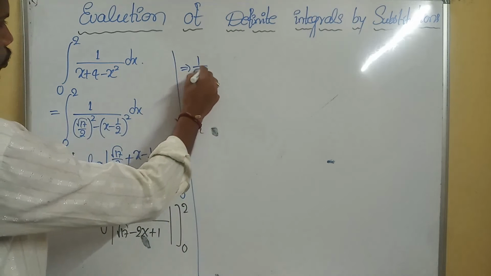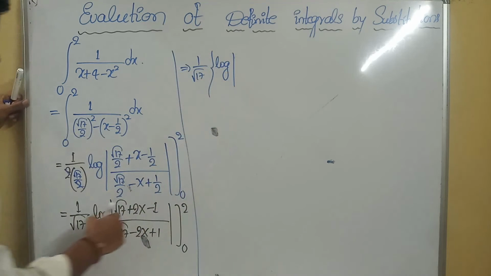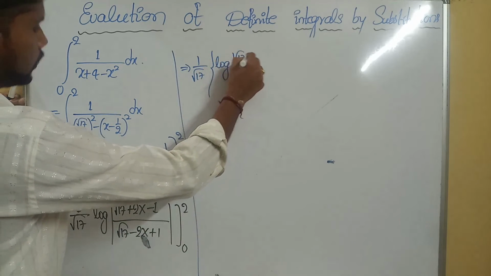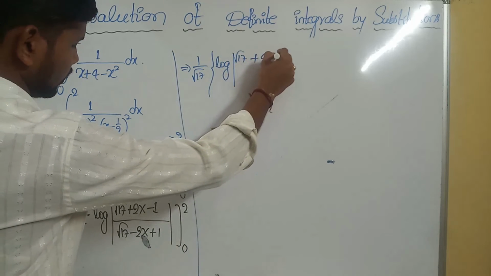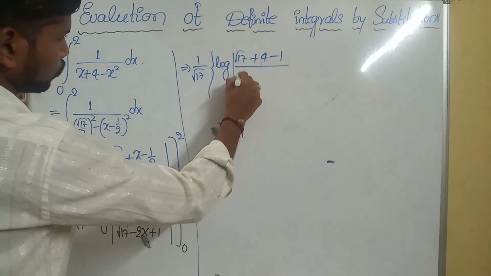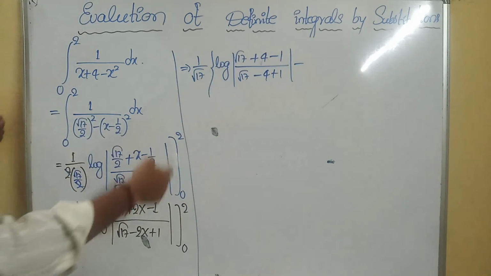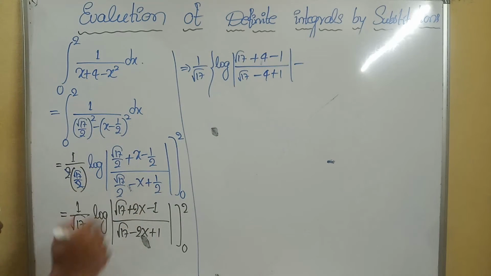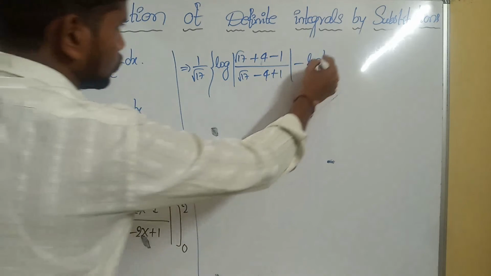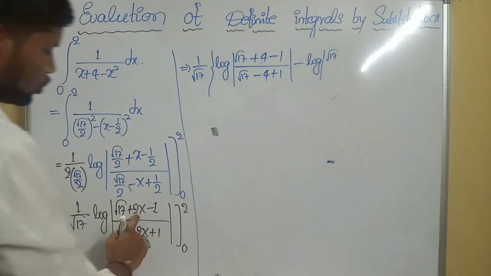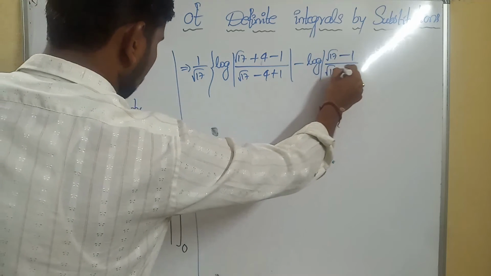Then I'd like to substitute the upper limit as well as the lower limit. 1 divided by root 17. What is the upper limit value? Focus on that. Log of modulus of root 17 plus upper limit value, 2 into 2 will be 4, minus 1, divided by root 17 minus 4 plus 1. Here I substituted the upper limit value 2, minus log of the lower limit value. I need to substitute the value 0. Root 17 times 0 will be 0, the term disappears, so minus 1 divided by root 17 plus 1.